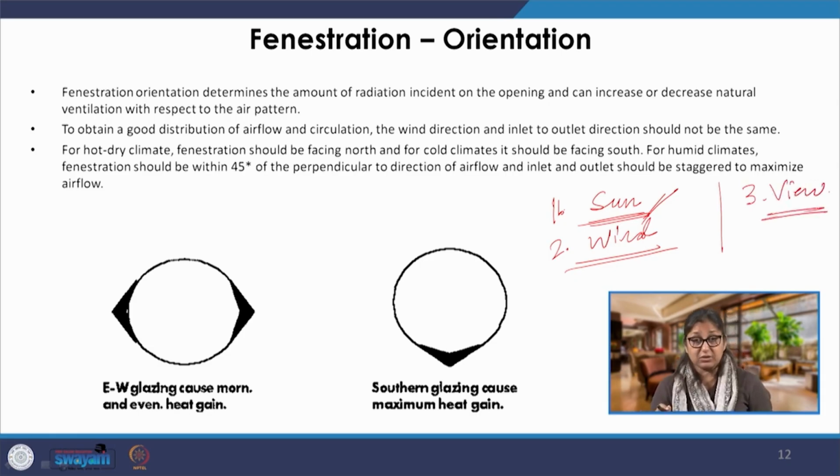So, we also have to see if there is a good view available, maybe not favorable to sun or not favorable to wind, we may still provide a viewing window. So, based upon these three, the orientation has to be decided.